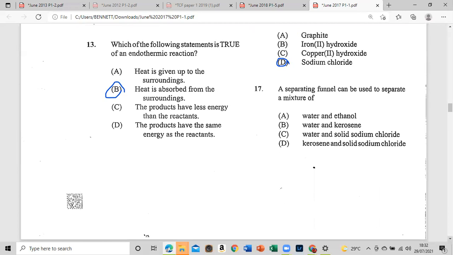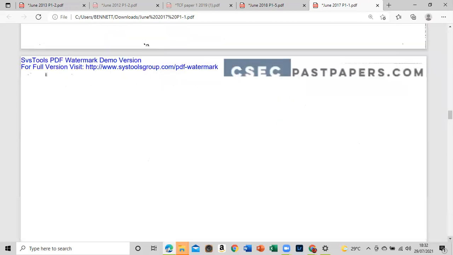All right. A separating funnel can be used to separate a mixture of: A, water and ethanol; B, water and kerosene; C, water and solid sodium chloride; or D, kerosene and solid sodium chloride? And it is indeed water and kerosene. Kerosene. All right, let's move on to 18. So we're not wasting time here.